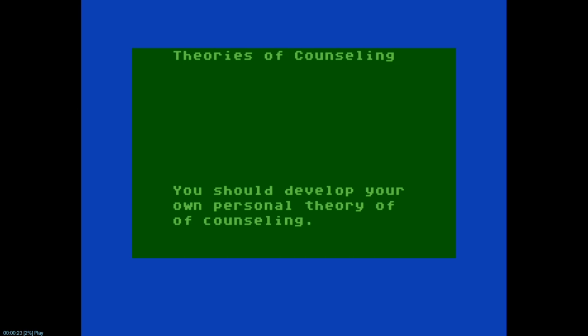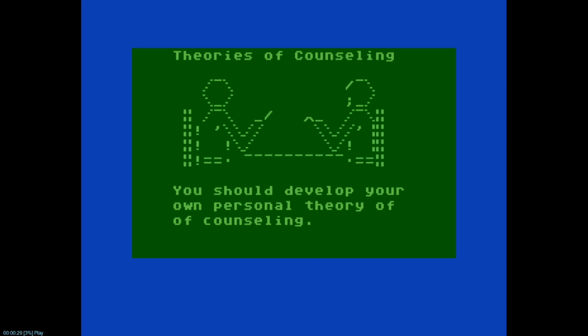As you study these programs, you should develop your own personal theory of counseling. To do this, you should be familiar with the currently established points of view. With this background, you can then establish your own theory through practice and study.